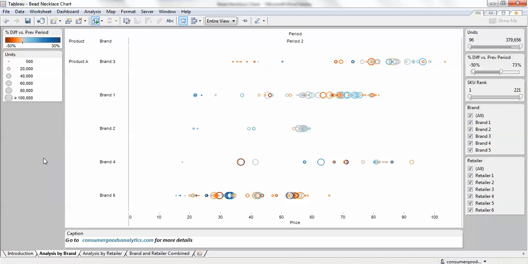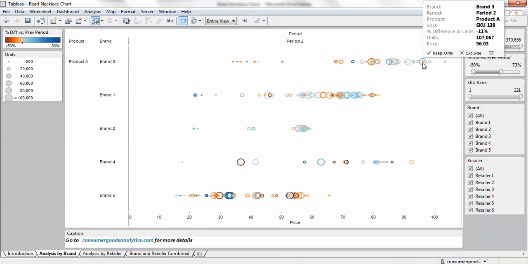So how to interpret the chart? In this axis we have the different prices and each of the bubbles is a different SKU. The size of the bubble represents the total dollar sales, and then the color represents the percentage change versus the previous period. So for example, this SKU over here has a high price.